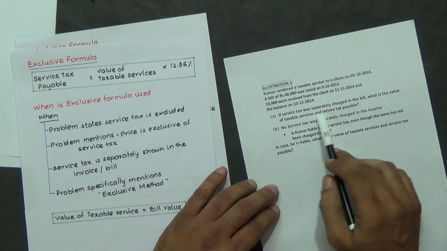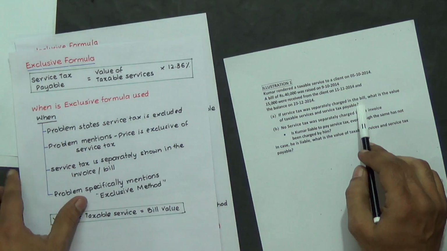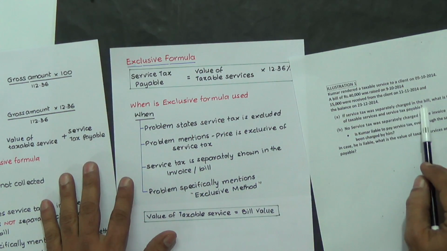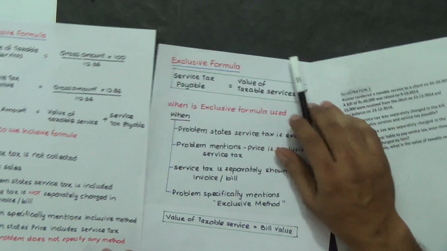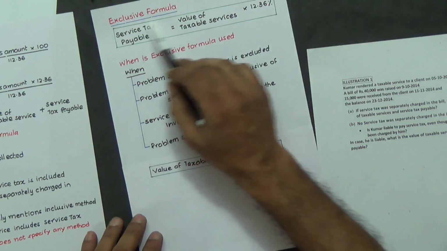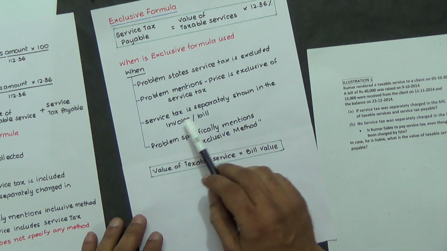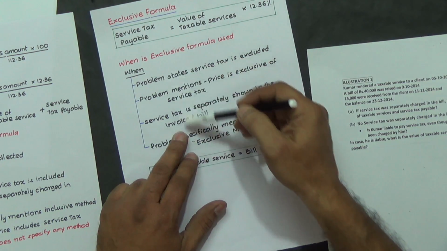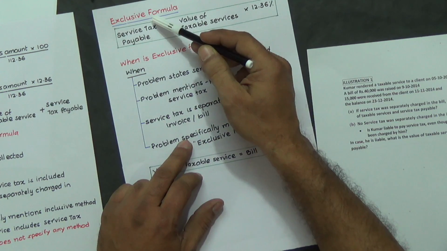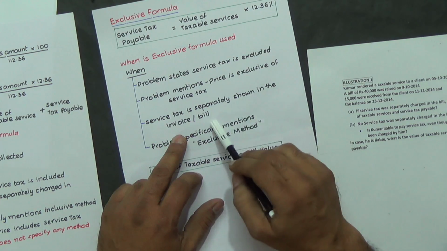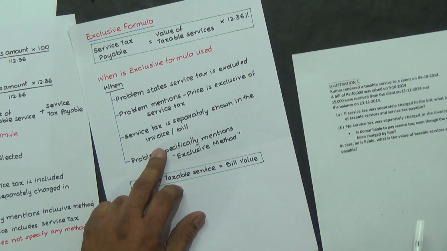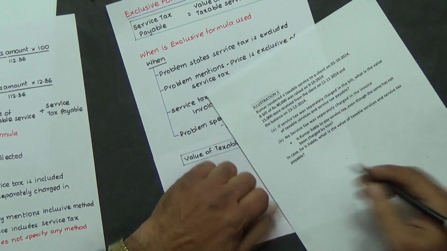If service tax was separately charged in the bill, we have to search for that condition in this sheet. When we observe these two sheets, we see that the exclusive formula has the case where service tax is separately shown in the bill. So we have to apply the exclusive formula. One of these cases means we apply the exclusive formula. Service tax is separately shown in the bill, so we apply the exclusive formula.